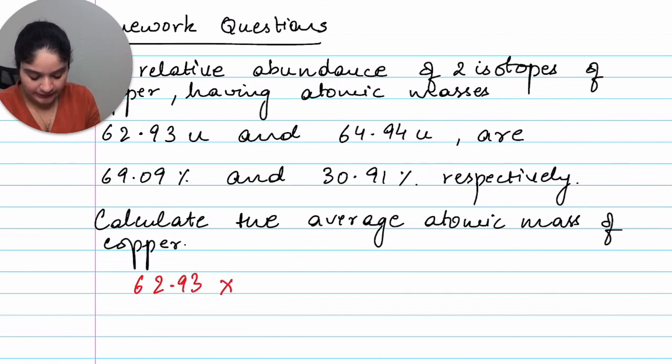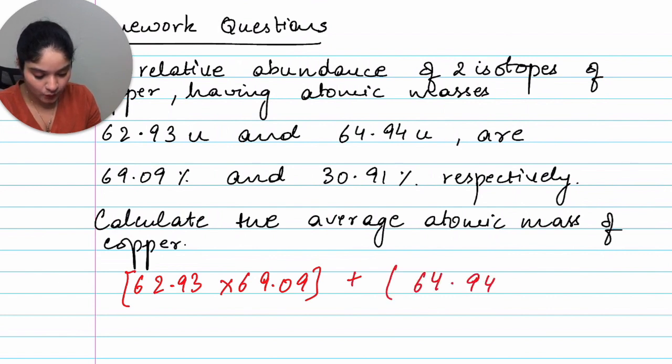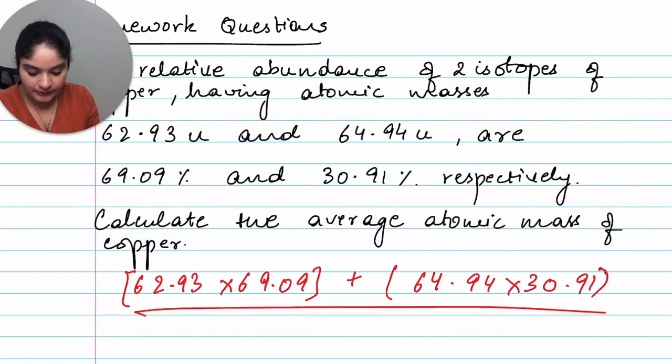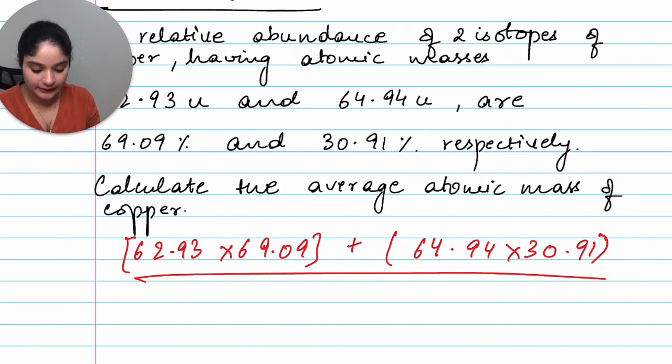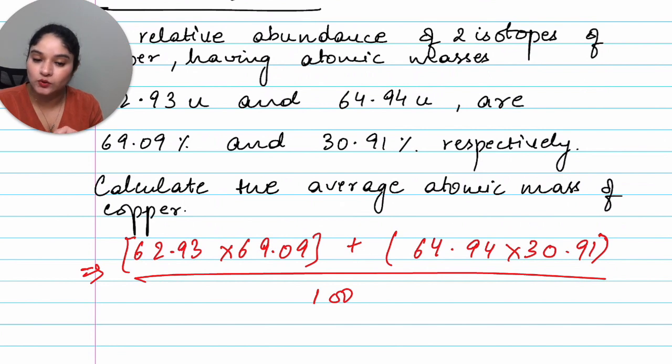62.93 times 69.09 plus 64.94 times 30.91 divided by the sum of these two, or I can directly write 100. It is the same thing. So either you can go ahead and solve this question, use a calculator or your basic calculations and solve this. If you do want to save time and you want to have more accurate answers without wasting so much time on such questions, then use the trick that we discussed.